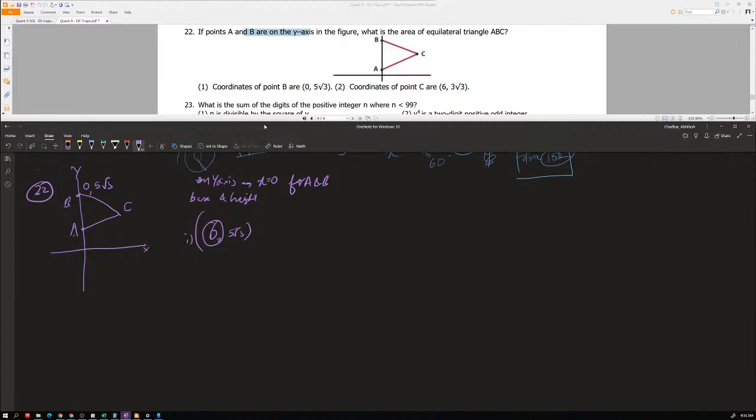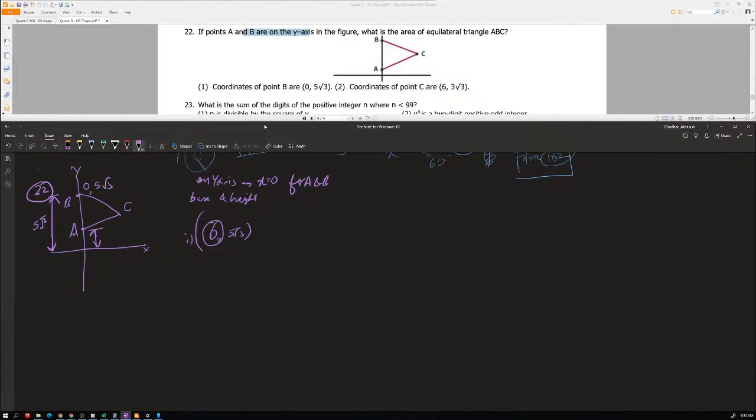So getting 5 root 3, can we get base and height? I think we are not getting any dimension, let alone base and height, because this is the distance from the x-axis, which is 5 root 3, right? So in that case, we don't know this distance. Unless we know this distance, we will not even get BA. So if we don't even get the base, how will we get the height?